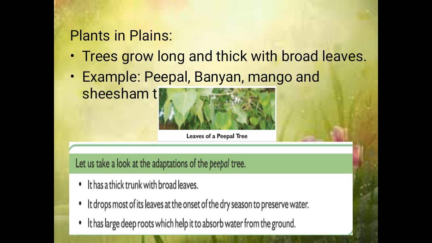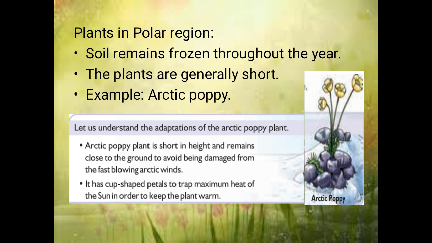Similarly, plants in plains have thick trunks and broad leaves. Some of the trees are peepal tree, banyan tree, mango tree, etc. They have thick trunks. They drop their leaves during the dry season to preserve water. They have large deep roots that absorb water from the ground, right? Similarly, in the polar region, since the climatic conditions are too cold, the plants that grow here are too short, right? They have very short roots also.